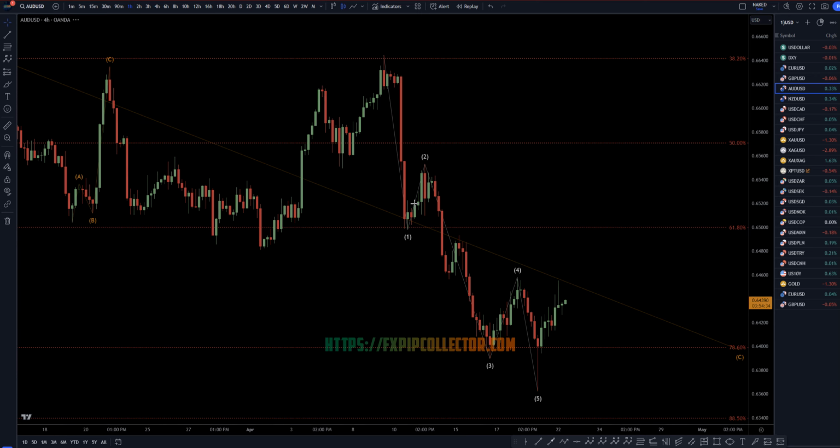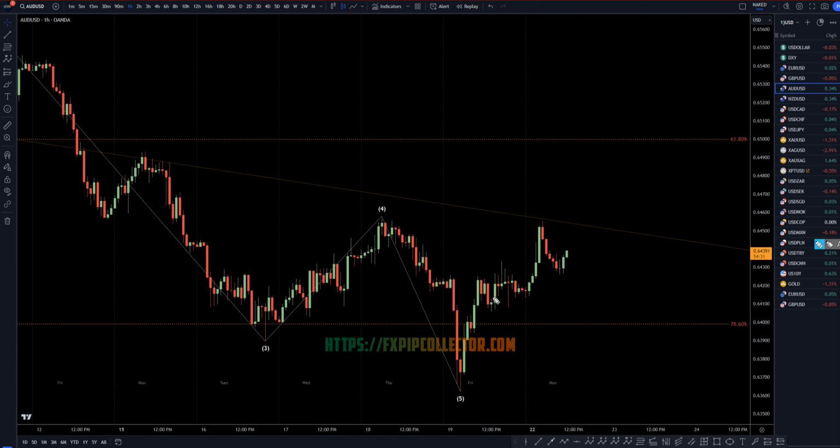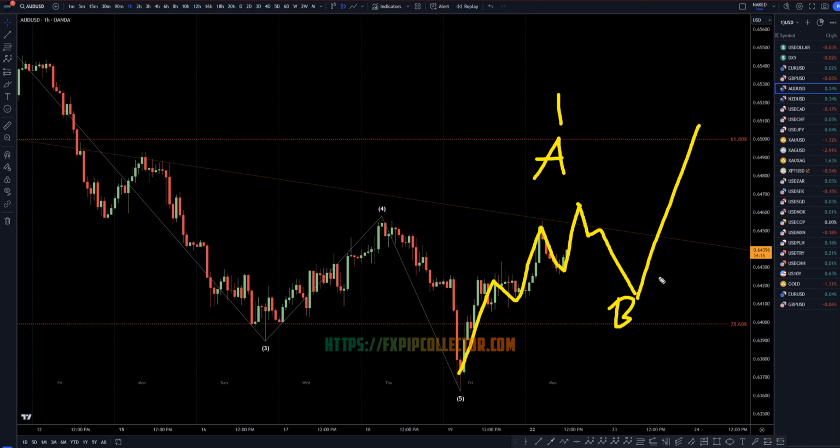So taking it down to the 1 hour time frame, I think it's very clear what we got here, which is a 1, 2, 3, 4, 5. Probably like I was explaining on the 4 hour, either wave A or wave 1. Eventually, maybe even this afternoon or maybe tomorrow morning, I think it's going to start making its way down for either a wave B or a wave 2. Then we should get a nice long opportunity for a wave C or a wave 3.